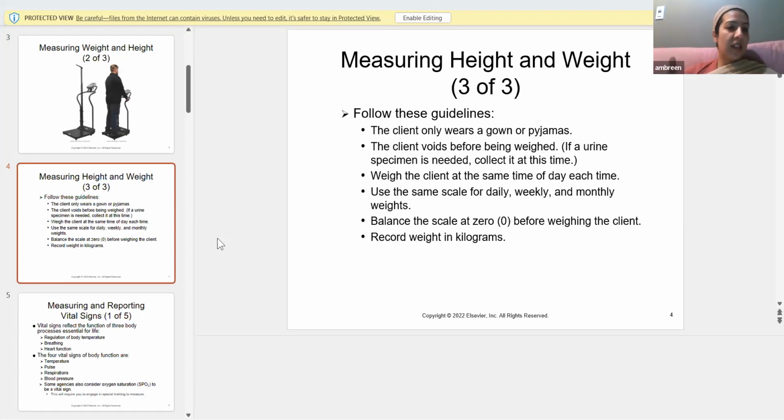Sometimes your machine would not say kilograms, it might say pounds. We have to change kilograms to pounds. If it's kilograms to pounds, you multiply by 2.2. If it's pounds to kilograms, you divide by 2.2. 1 kilogram is 2.2 pounds. So you would multiply kilograms to change it to pounds, or divide pounds to make it kilograms. Okay?